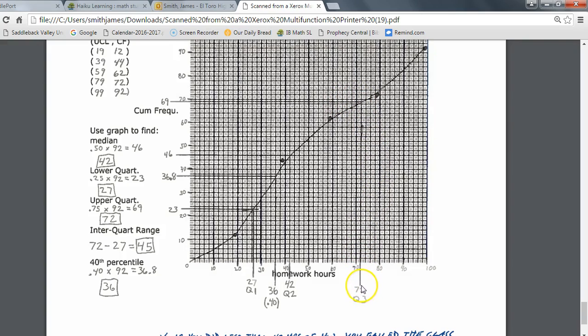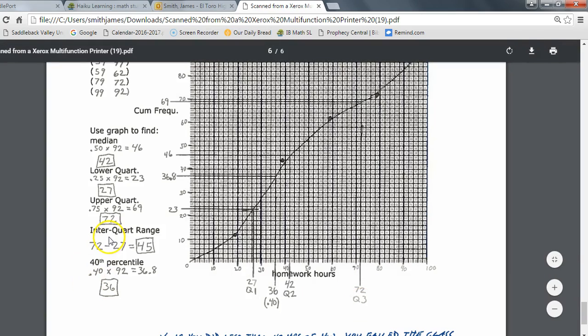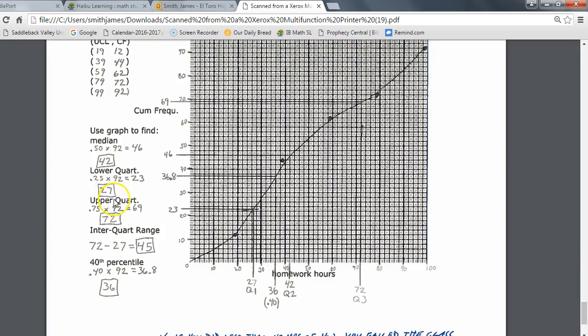And straight on down, we got about 72 for this one, so 72 hours is our third quartile. For this, remember, we have run into the interquartile range question before, and that's always Q3 minus Q1. And so if we just subtract those results, we get the interquartile range. And now you saw how we use these percents right here.